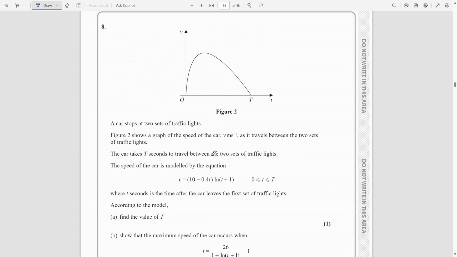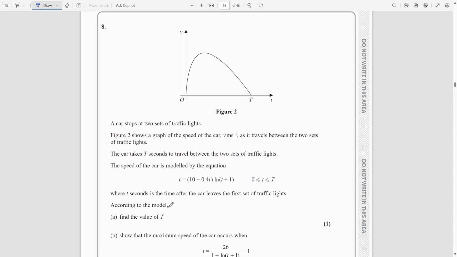Question 8. A car stops at 2 sets of traffic lights. Figure 2 shows a graph of the speed of the car, v, as it travels between the 2 sets of lights. The car takes T seconds to travel between the 2 sets of lights. The speed of the car is modelled by this equation here. v equals (10 minus 0.4t) ln (t plus 1). So I presume that's got this shape, where t is the time after the car leaves the first set of traffic lights.